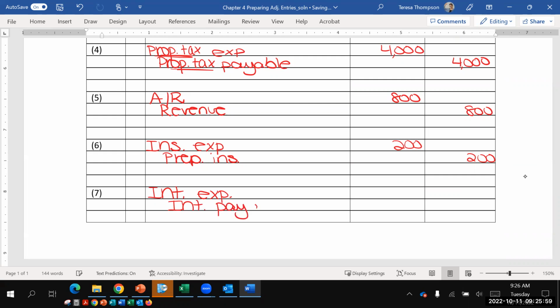And there you go. Those are your adjusting entries. Of course, I'll go back and put in explanations and then I'll post the solution file. All right, good work.